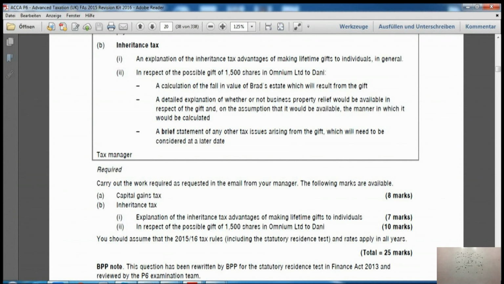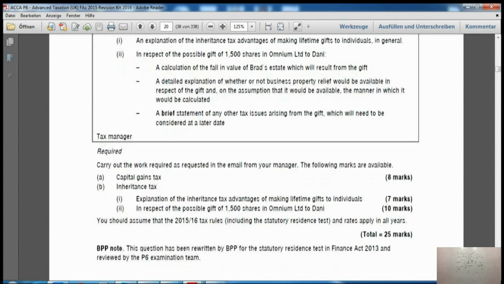As you can see in the requirements, part B, inheritance tax, an explanation of the inheritance tax advantages of making lifetime gifts to individuals, and it is worth 7 marks. Oh my god. Now these are 7 marks, and these are absolutely free marks because it is absolutely bookish knowledge. It is exactly the same thing which is written in the notes. So you'll just have to say yeah when it is in the exam. So you'll be happy, I assume, because it is exactly the bookish knowledge.